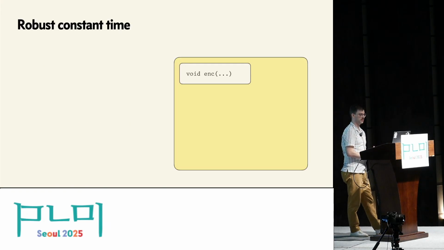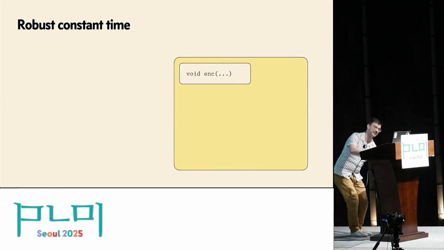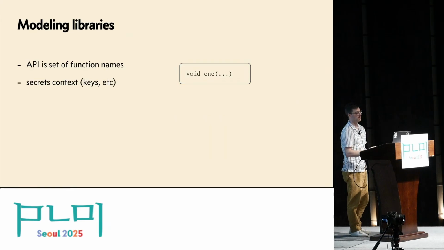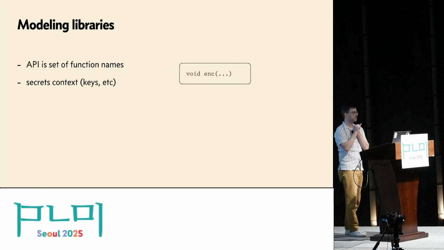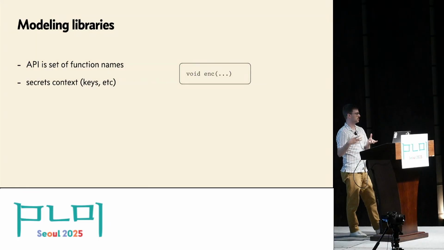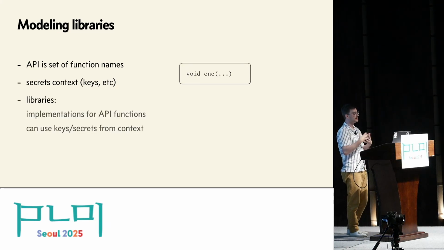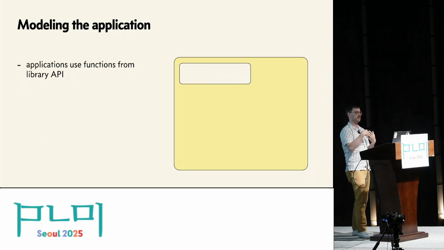So robust constant time. We've got two parts. We've got libraries and applications that need to fit together. To model libraries, we start with an API, the set of functions that the library provides, and a set of secret contexts. These are the keys and secret information that you want to keep secure. Libraries then implement these APIs and can use these secrets and contexts. On the other hand, the application simply uses functions from this library API.